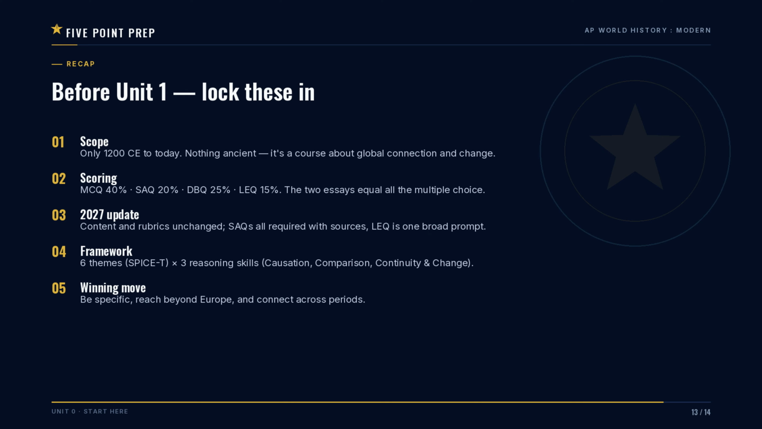The 2027 update. Content and rubrics are unchanged. But all three short answer questions are now required with sources, and the long essay is a single broad prompt. The framework to carry everywhere. 6 themes, remembered as SPICE T, crossed with 3 reasoning skills: causation, comparison, and continuity and change. And the winning move on every essay: be specific, reach beyond Europe, and connect across time periods. Get those in your head, and you are ready to start.